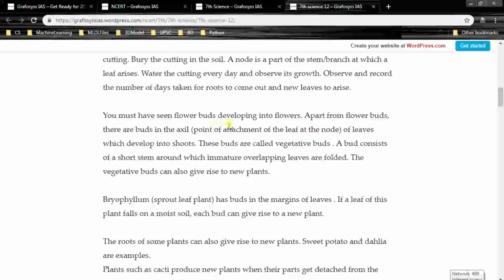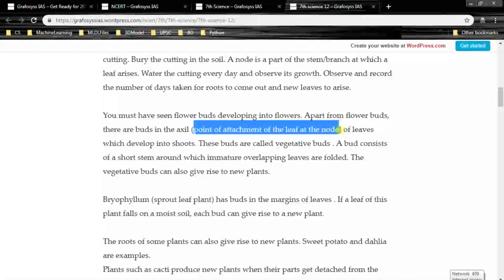You must have seen flower buds developing into flowers. Apart from flower buds, there are buds in the axil. Axil means the point of attachment of the leaf at the node, right, of leaves which develop into shoots. These buds are called vegetative buds. A bud consists of a short stem around which immature overlapping leaves are folded. The vegetative buds can also give rise to new plants.